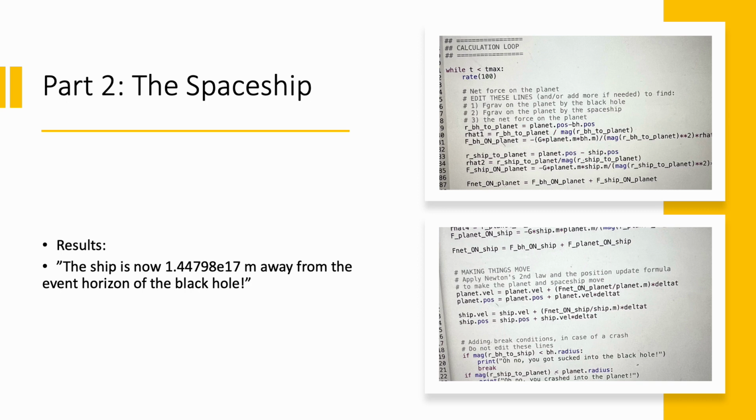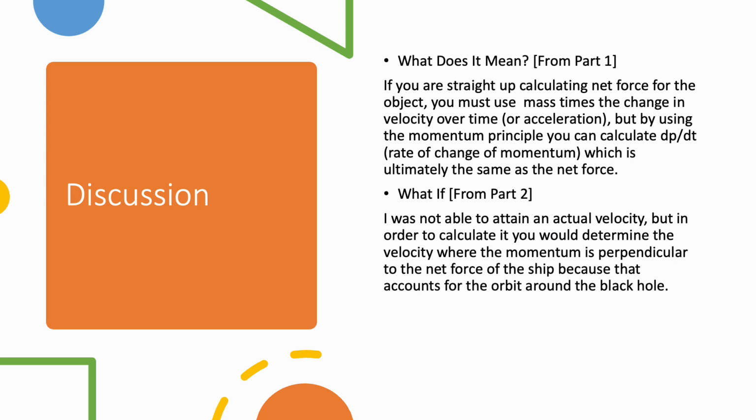And on the right, you can see my code, and it just shows my process where I change the lines to come up with things like the force of the black hole on the planet, the net force on the planet, and so on. And I repeat the same thing for the ship. And then at the bottom, you can see the velocity and position formulas, the update formulas. And then below that, it goes into the iteration that we didn't have to change at all. So let's move on to the discussion.